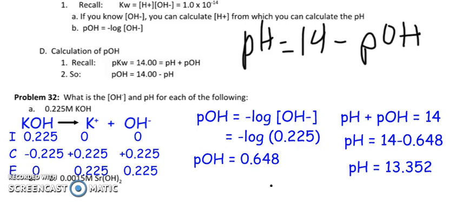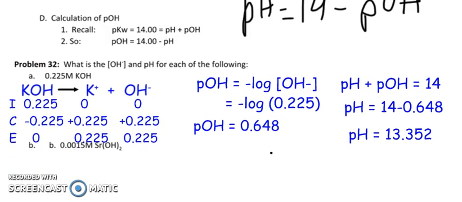Man, is that a basic solution? It is well above 7. It is almost a 14, which is really the upper range of your pH, and it is extremely basic. Now, does that make sense to you? Well, hopefully, you have a fairly concentrated solution of a very strong base, so it should be very basic. So that pH does make sense.